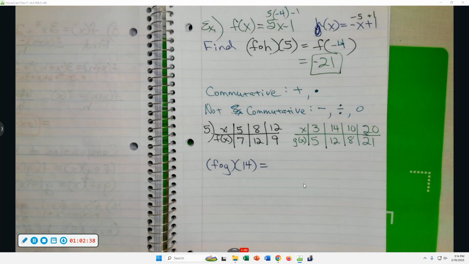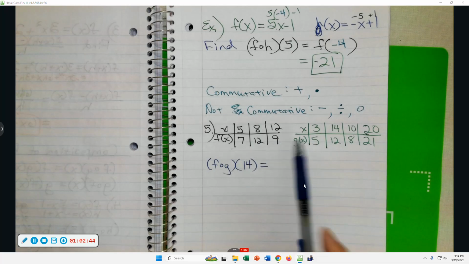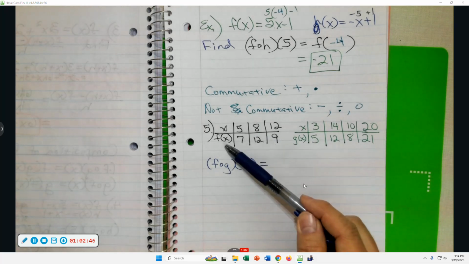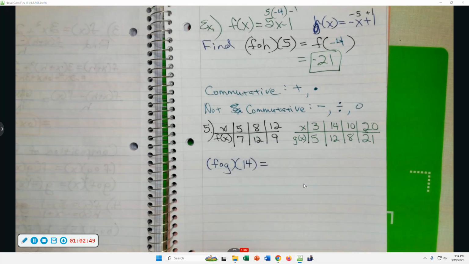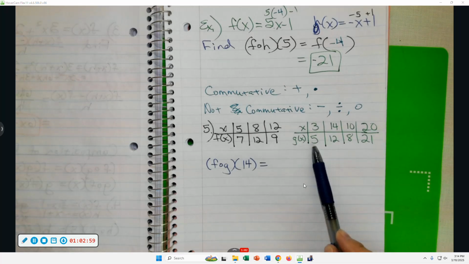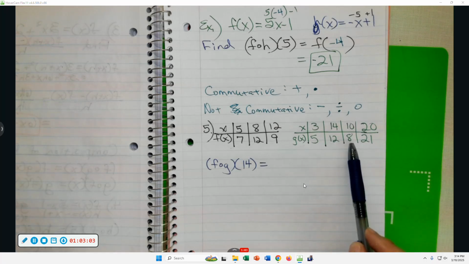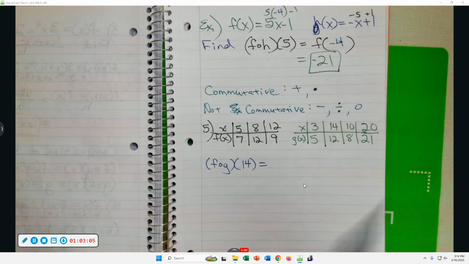Let's make sure that we understand how these function tables work. The top row is X, the bottom row is Y. This is saying F assigns 5 to 7, 8 is assigned to 12, 12 is assigned to 9. Here's the function G. 3 is assigned to 5, 14 is assigned to 12, 10 is assigned to 8, and 20 is assigned to 21.